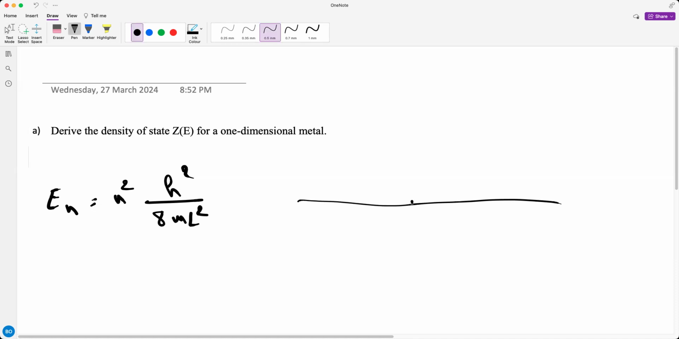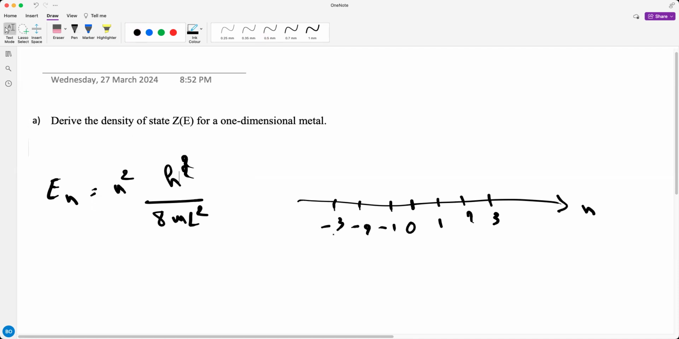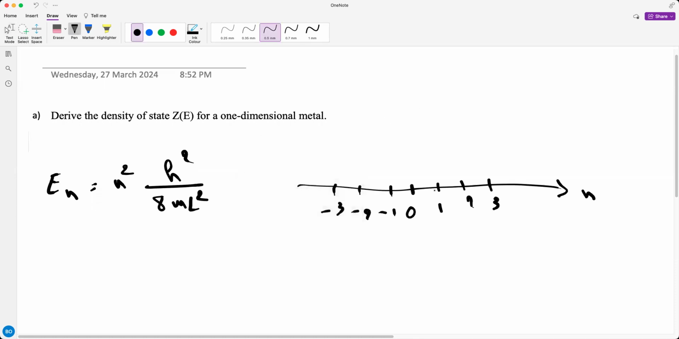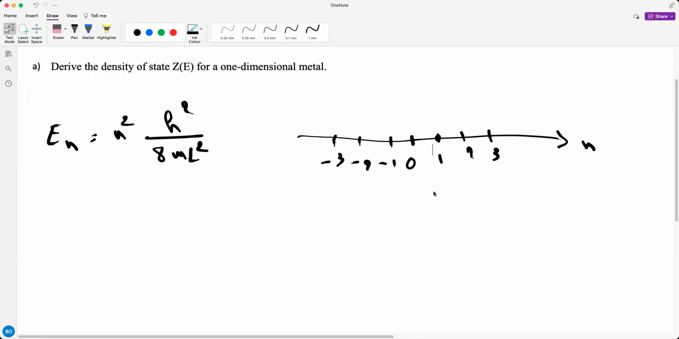Because it's 1 dimension, this will be n. The axis of n will be 0, 1, 2, 3, etc., and -1, -2, -3, etc. We know that for each value here, there is one state. For each value, there is one state. So in total, we have n states.